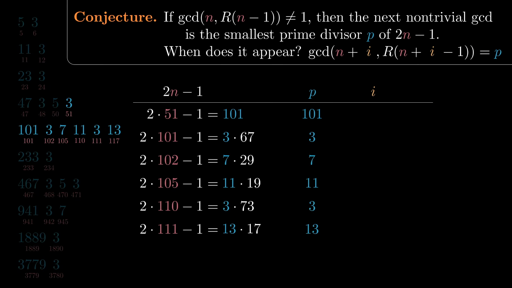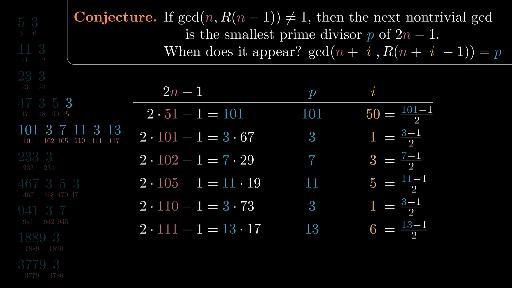And we want to know the smallest value of I for which the GCD at n plus I is the prime p. Going from 51 to 101 is an increase of 50. 101 to 102 is an increase of 1. Then we have an increase of 3, then 5, then 1, then 6. Can we tell what I is in advance without computing all the intermediate steps using the recurrence? The hint is to look at the value of p. It looks like I is p minus 1 over 2.